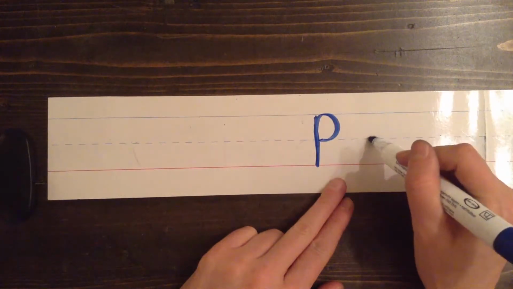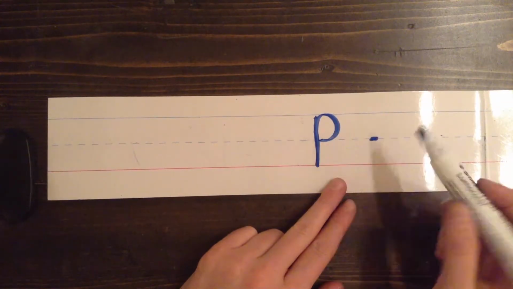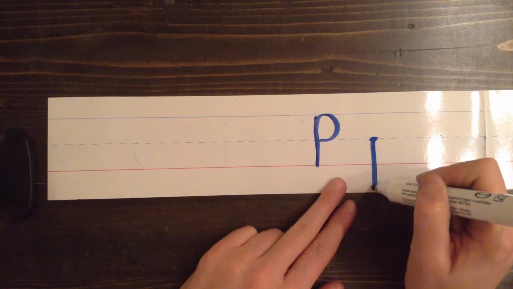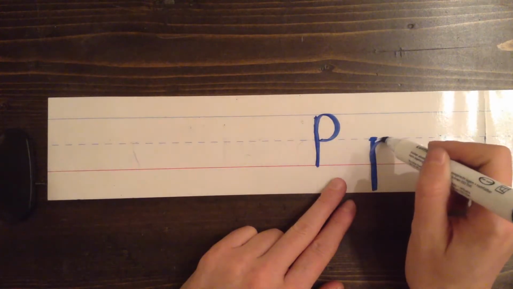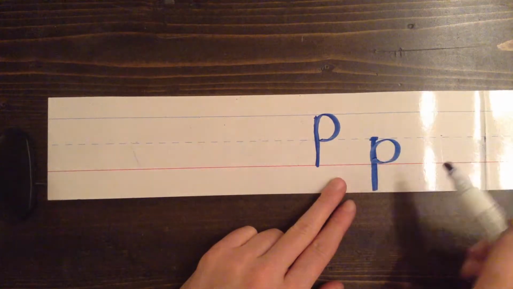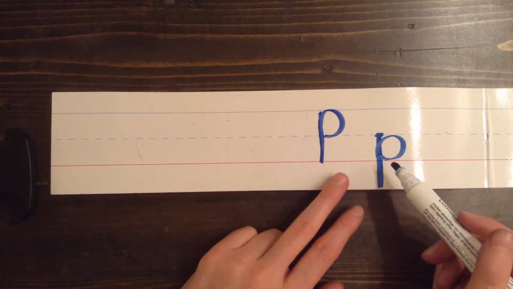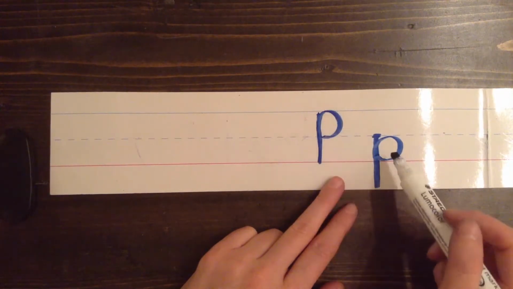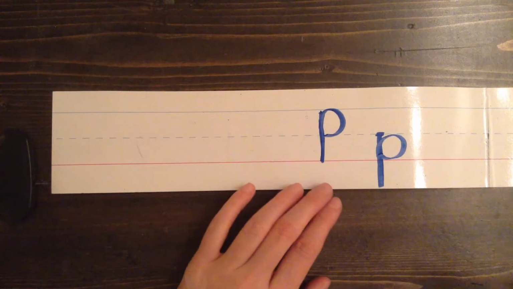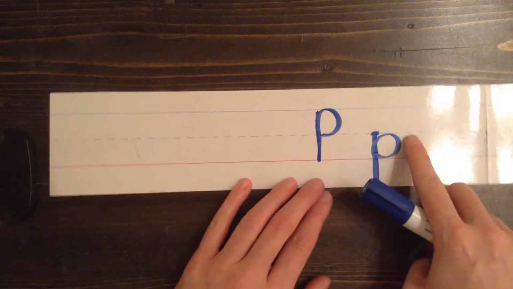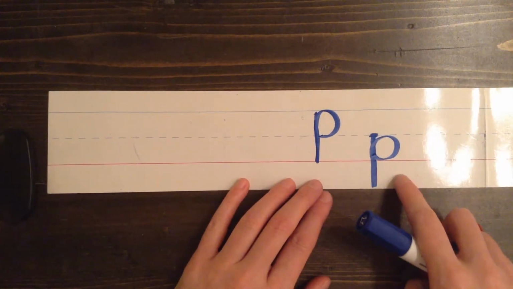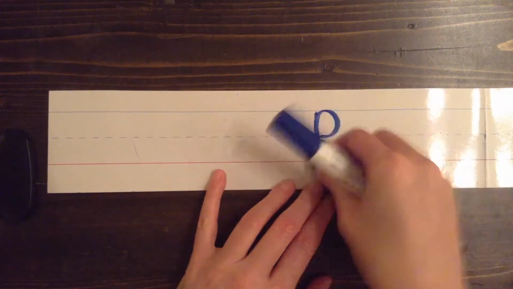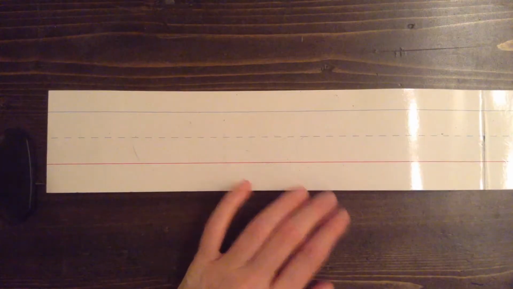Lowercase p starts on the dotted line. This is too tall. Then I go way down, bounce up, start my forward rainbow, and curve all the way around. They're really the same letter. It's just one starts on the top and one starts on the dotted line. Lowercase p must start on the dotted line, otherwise you won't be able to go way down. Can you find the mistake with this lowercase p?